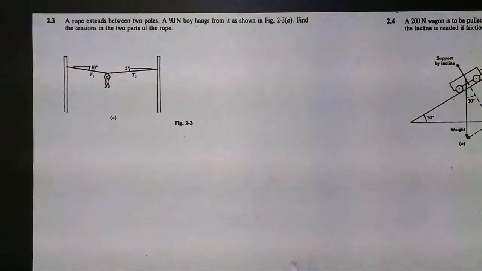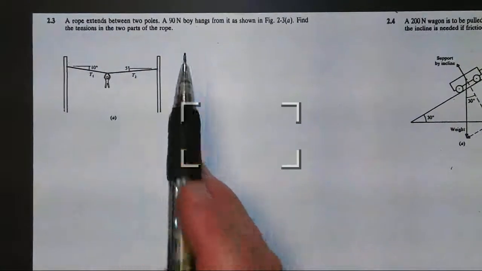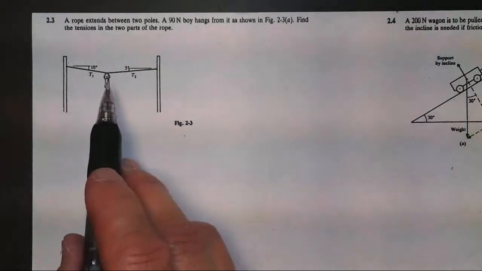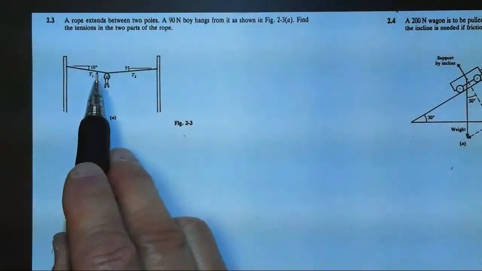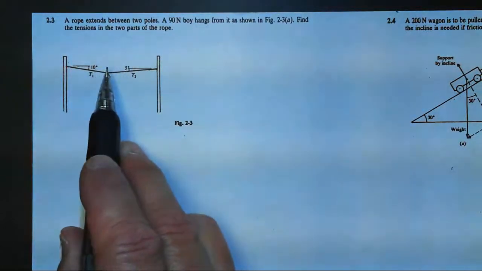Okay, everybody, when you do this problem, we have a rope extends between two poles. A 90 Newton buoy hangs from it as shown in figure 2-3A. We're going to find the tensions in the two parts of the rope. The place where all the forces meet is where the buoy is holding onto the two ropes, and you'll note that the angles are not equal.